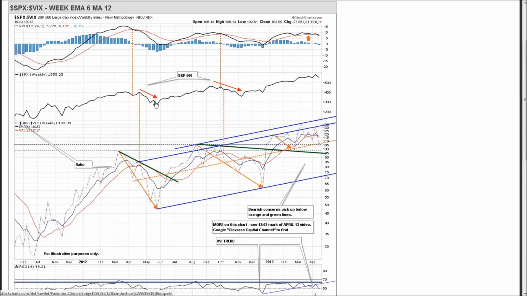Eventually, the S&P 500 corrects. Black below red here. S&P 500 corrects. Also on the ratio itself, the moving averages, EMA 6 relative to the simple moving average 12 on a weekly basis. You get blue below red here, bearish cross. Eventually, stocks correct. Blue, bearish cross, below red, moving average, stocks correct.